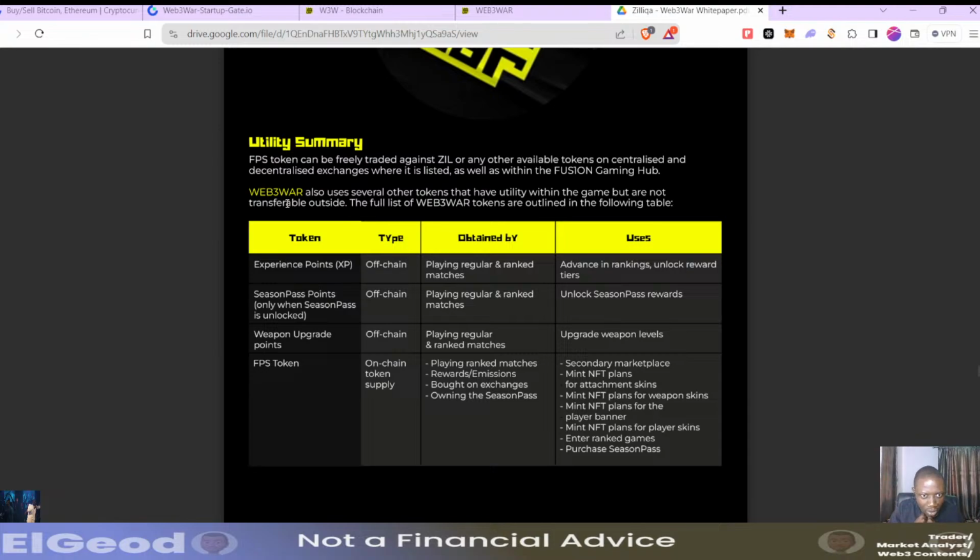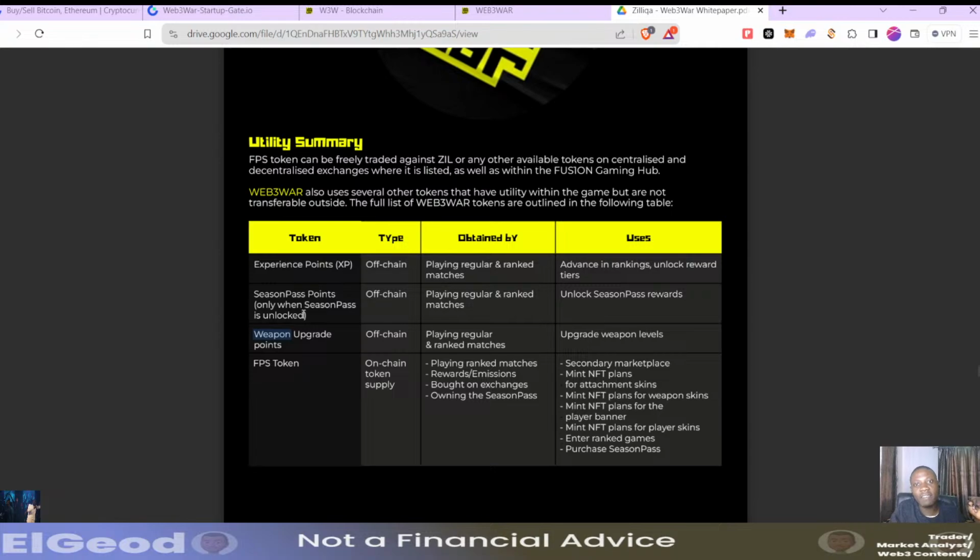Now, I think there are more tokens in game. Look at this. There are in-game tokens. This one is experience points, XP. Nice. Season pass points, only when the season pass is unlocked. It's off-chain, all of these three are off-chain. Weapon upgrade points. So all of these points are off-chain, and of course are accessible in-game.